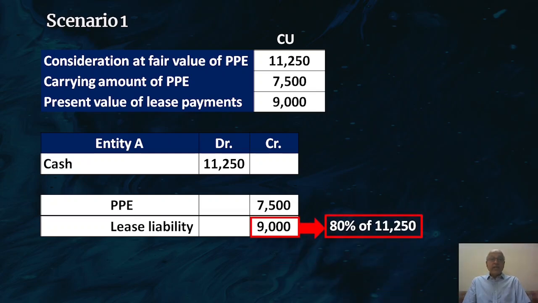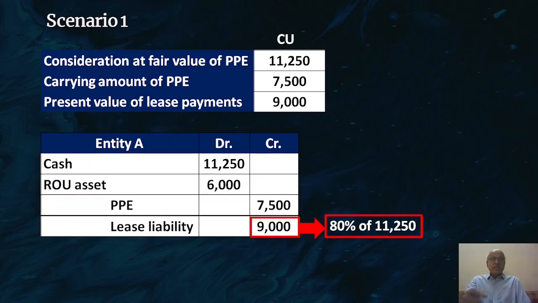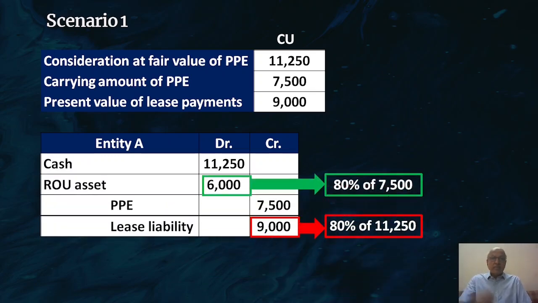You see, this is 80%. Lease liability is 80% of consideration of fair value. That means ROU also will be 80% of the previous carrying amount of PP. You see, it is 6,000 rupees. How do you get? Simple thing. 80% of 7,500. So first we record cash debit, lease liability, PP. These two we record. PP de-recognized, liability created 9,000.